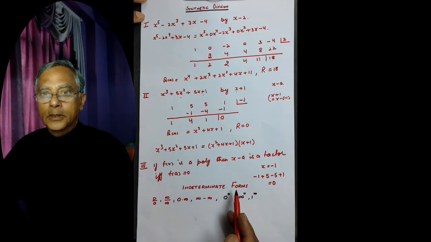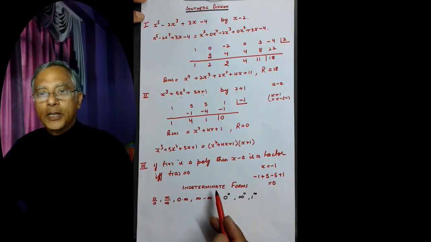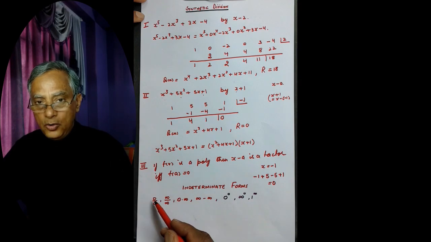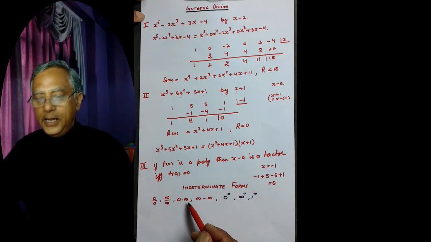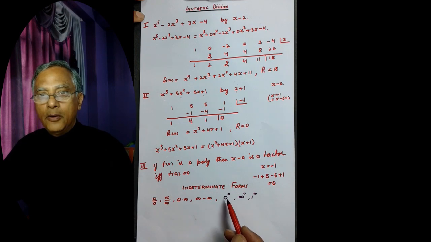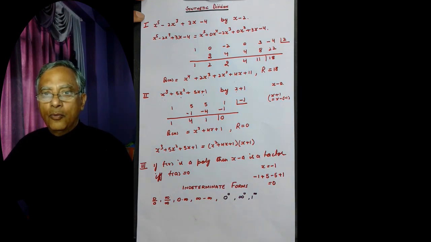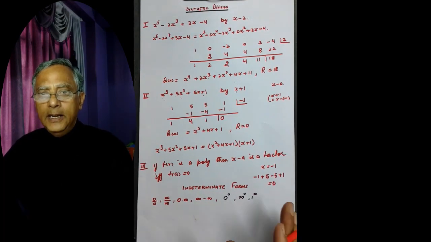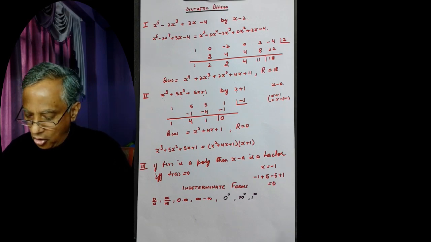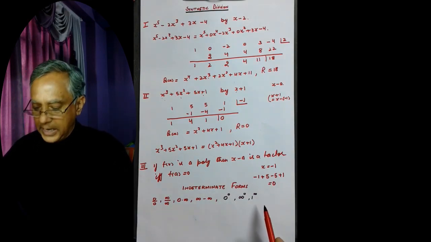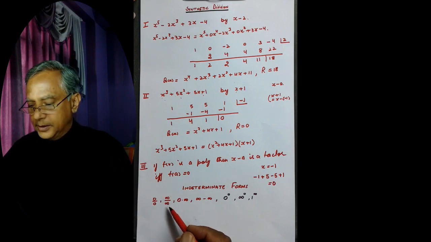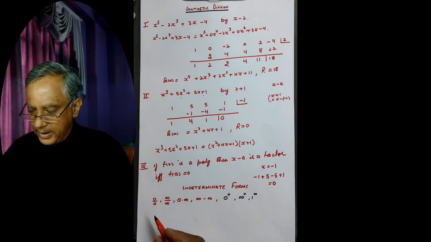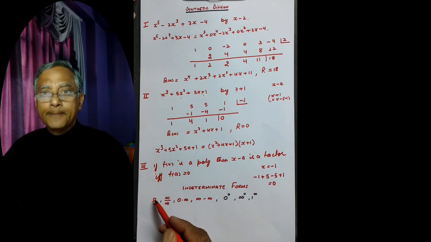Now one more important thing is indeterminate forms. If you have a question which is in any of these forms, 0 by 0, infinity by infinity, 0 into infinity, infinity minus infinity, 0 to the power of 0, or any of these forms, then this will mean that the question is not yet solved. It needs further simplification. These are all indeterminate forms. We cannot determine anything about these forms. We need further simplification.